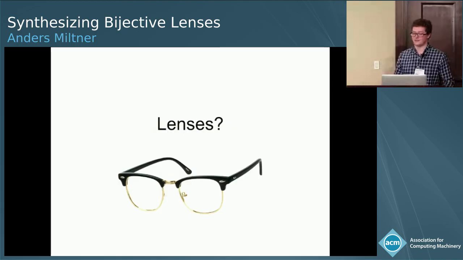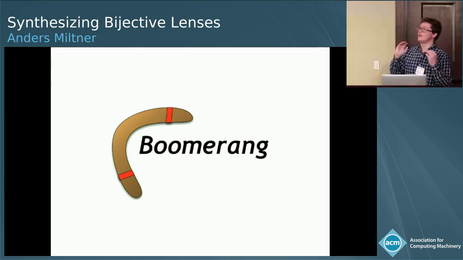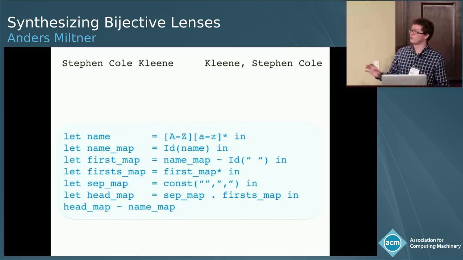So I'm talking about lenses a lot. Let's go into actually what they are. And I'm going to go into lenses in the context of Boomerang, the programming language used to express lenses between string formats. Our lens combinators come from Boomerang, and we're going to carve out a bijective fragment of Boomerang that we aim to synthesize. So I'm now going to work through this Boomerang program line by line. The program describes a lens that maps from the first format, Stephen Cole Cleany, to the second format, Cleany Stephen Cole. The line I discuss will be highlighted in red and bolded.